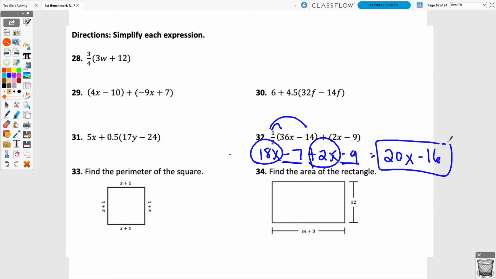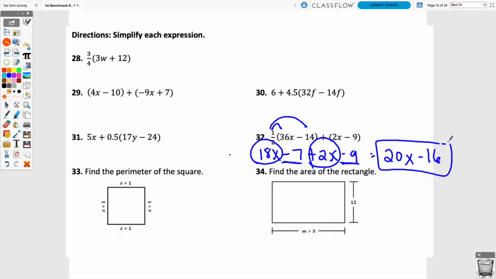All right, and then 33, we're finding the perimeter of the square. So that means we're doing what with all four of those sides? Adding them. But if you're adding the same thing four times, what's a quicker way to write that? If I had 4 plus 4 plus 4 plus 4, what would be another way to write that? 4 times 4.